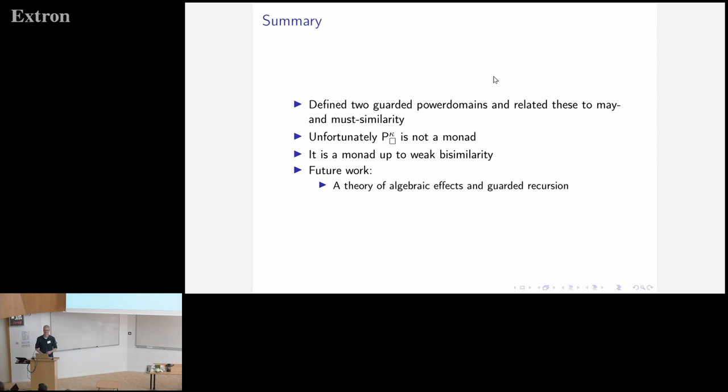More questions on this side of the room? Well, I have one, actually. Do you have an idea of how these things compute in practice? Like if you try to run or evaluate these partial monads, what do the normal forms look like?